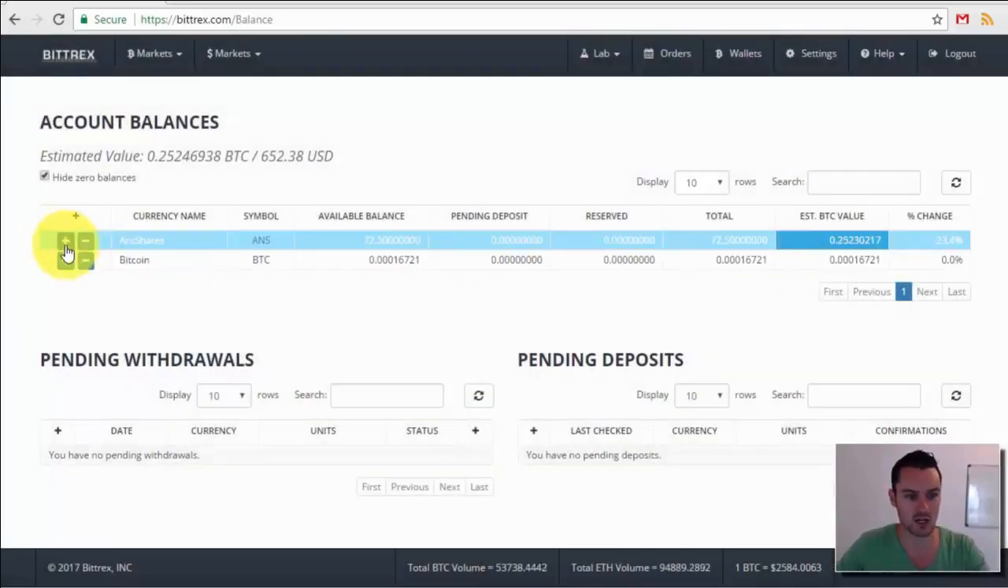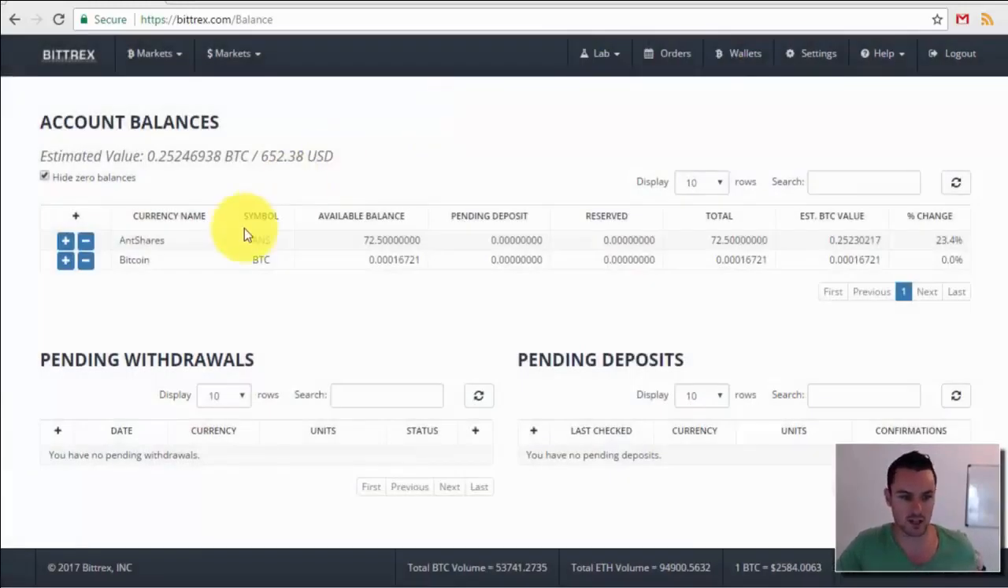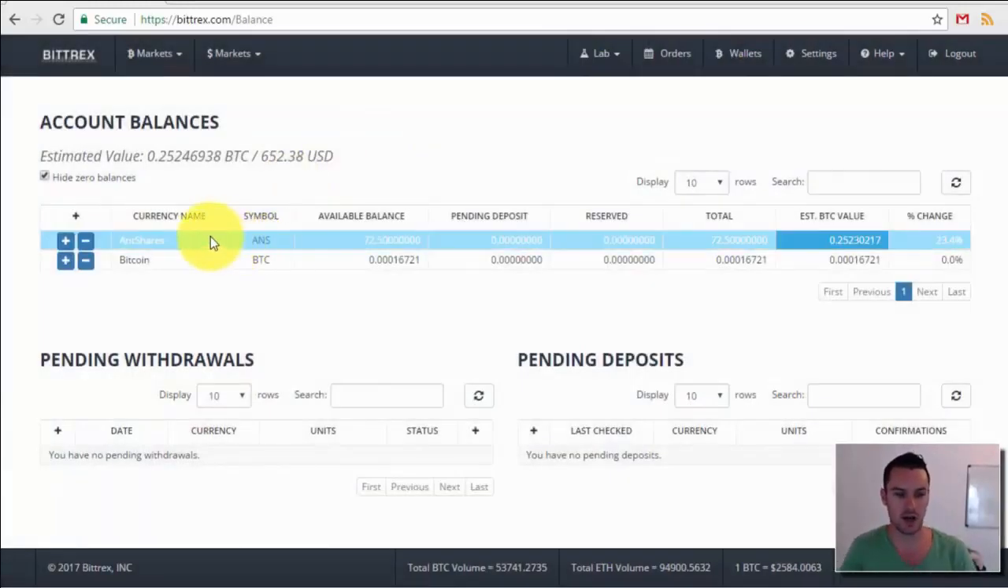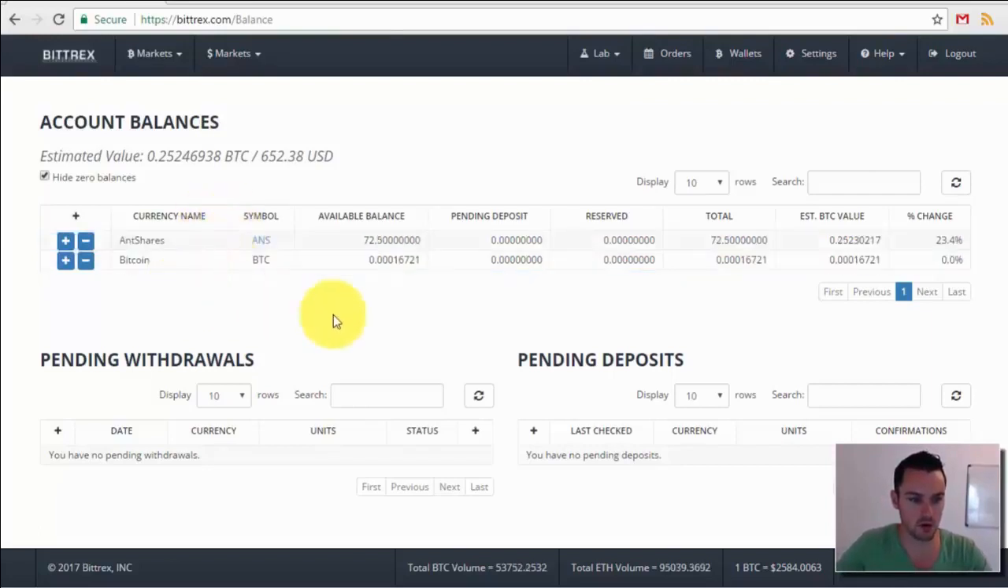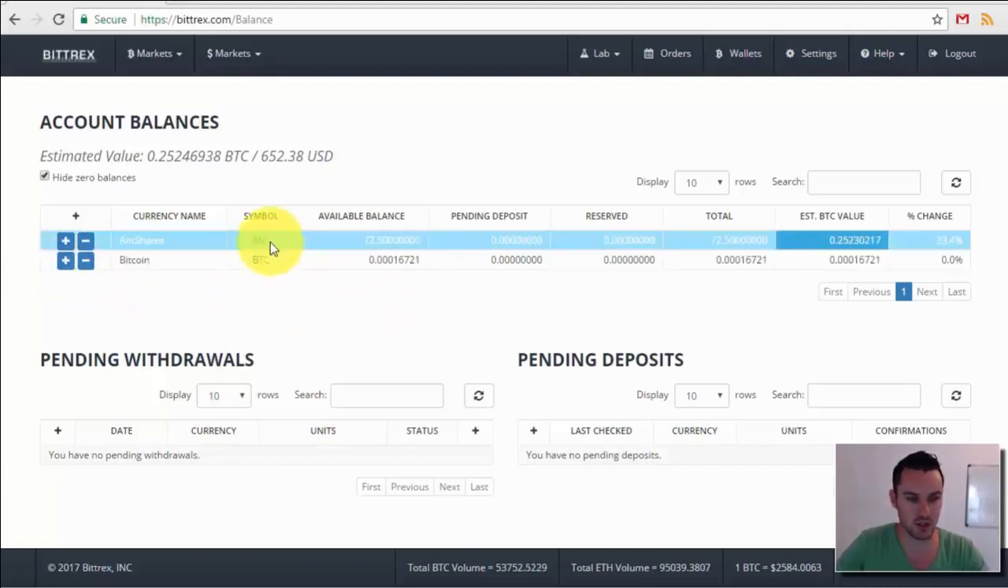The same way with Ant shares, you can add them in or I could take them out. I will be taking these out soon. I'll take them out and store them in a different wallet rather than on the exchange. But that's really it there. So that's just your deposit and withdrawal, fairly simple.